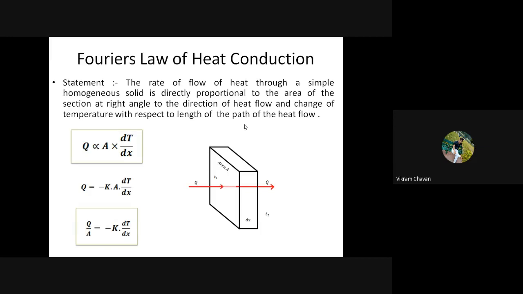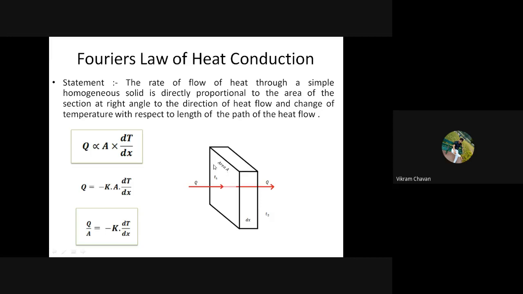First, let us understand the rate of flow of heat. Rate of flow of heat means, in simple language, the heat transfer rate through a simple homogeneous solid. Homogeneous solid means having a single phase only, with no chemical reaction in that substance. So the material has the same composition throughout this slab.